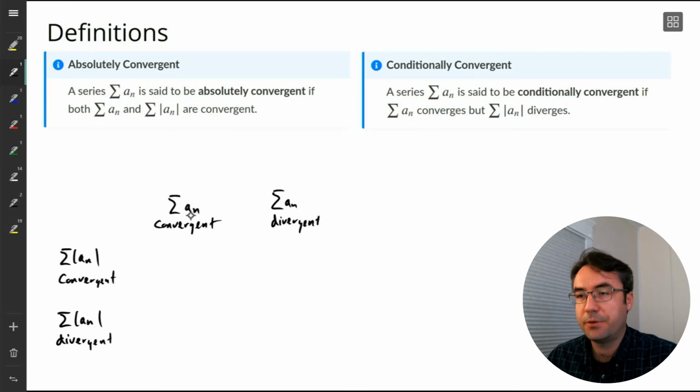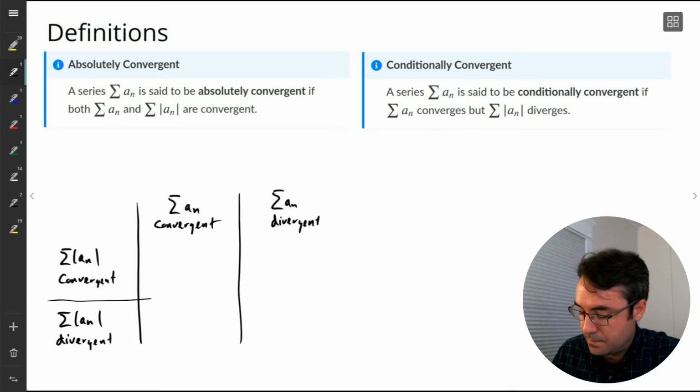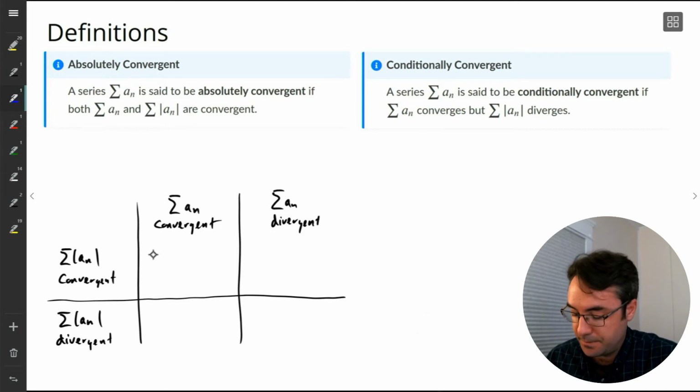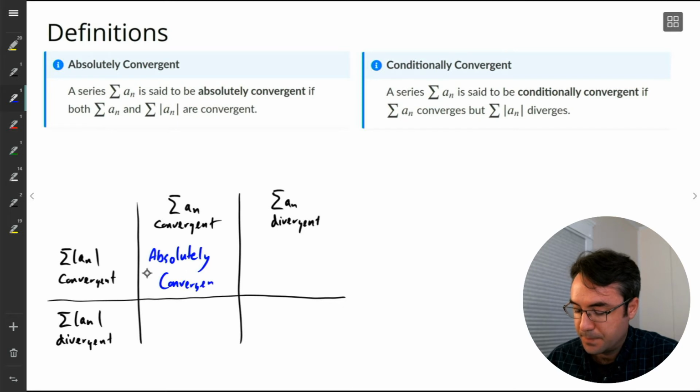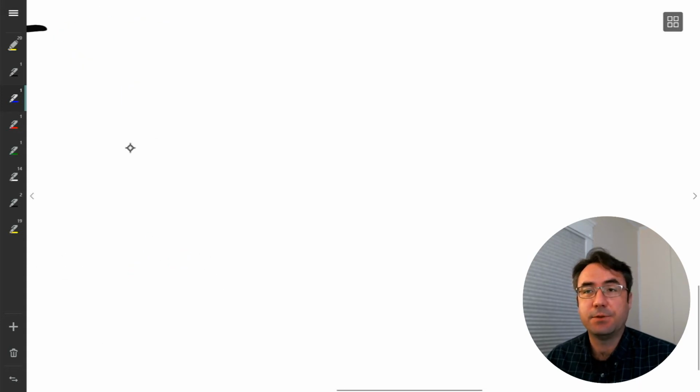So what happens if both sigma an and sigma absolute value an are convergent? Well, that's what we call absolutely convergent here. And this is really what our absolute convergence test says. If this series of absolute value terms converges, then this one has to automatically converge. And in which case, if both of them are converging, we say sigma an is absolutely convergent.